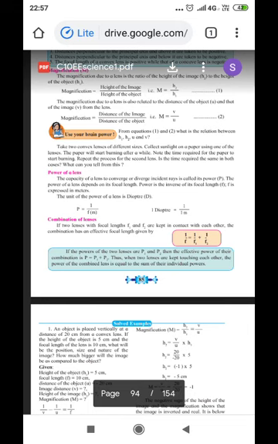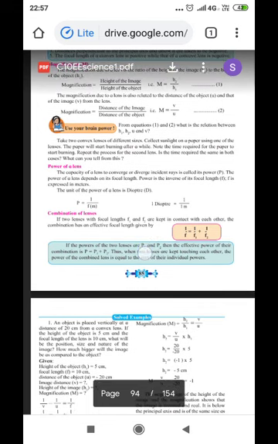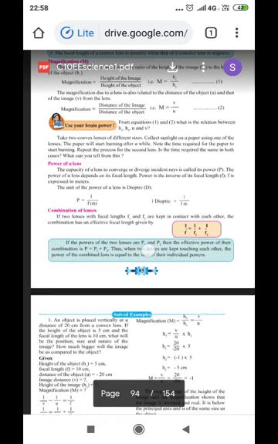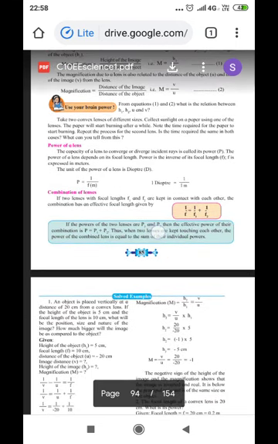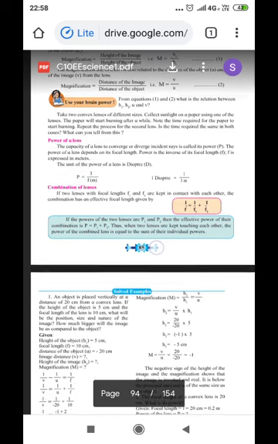Now, power of the lens. The capacity of a lens to converge or to diverge the incident ray is called power. The power depends upon the degree of convergence and divergence. It also depends upon the focal length. Now, power is the inverse of the focal length. That is, f is expressed in meters, whereas power is expressed in diopters. Here the formula is P equals 1 upon f in meters. In case of unit, it is written as 1 diopter equals 1 upon 1 meter.